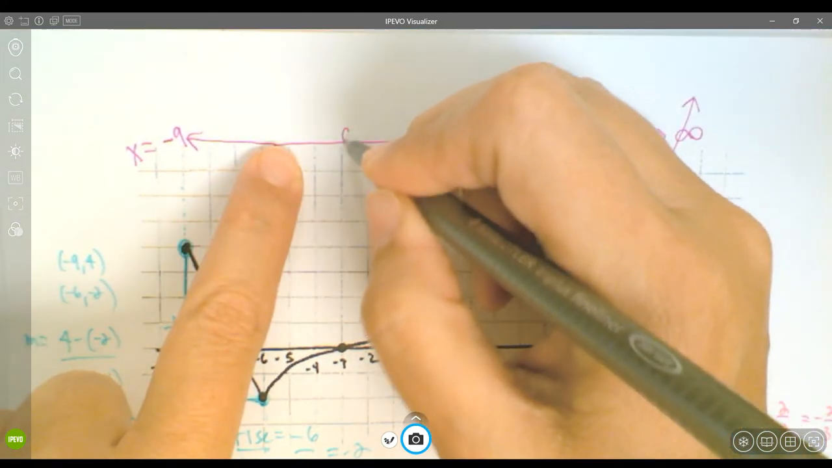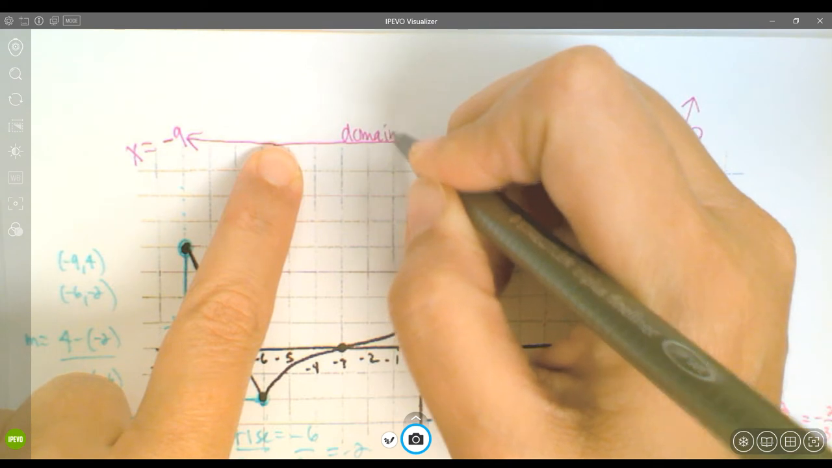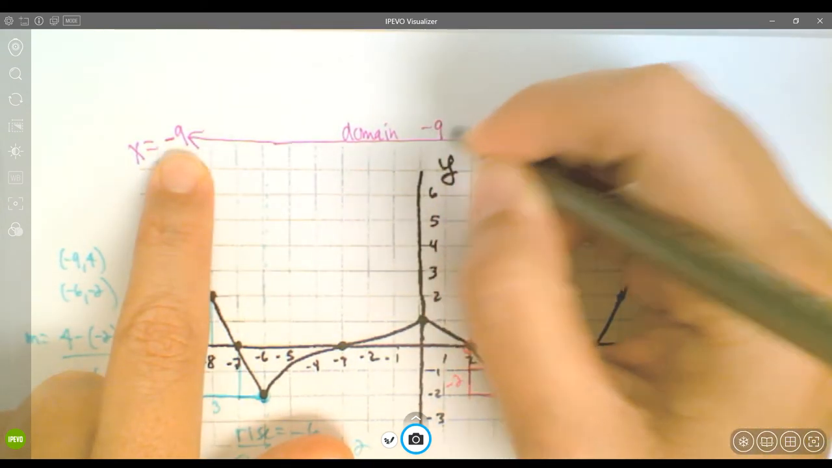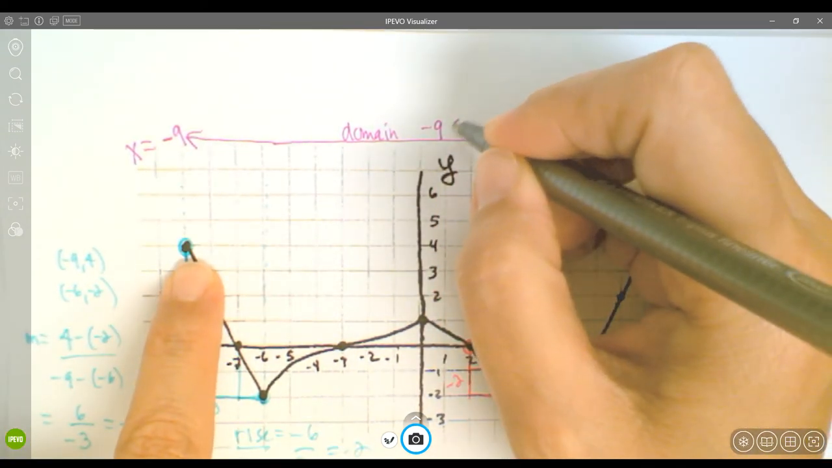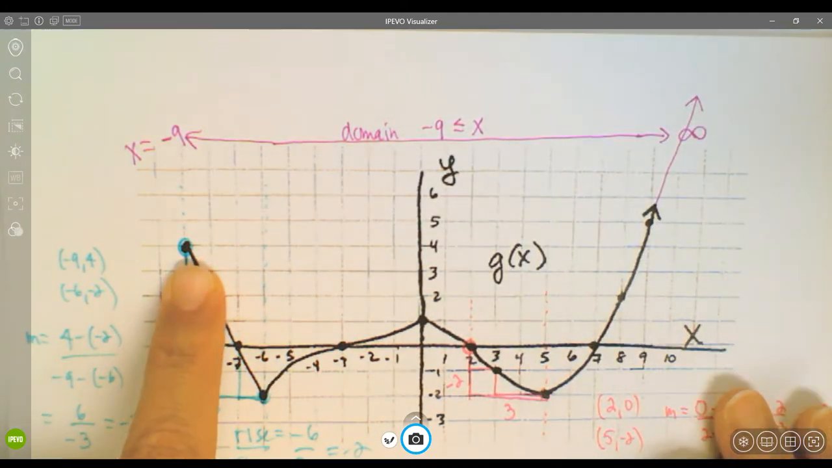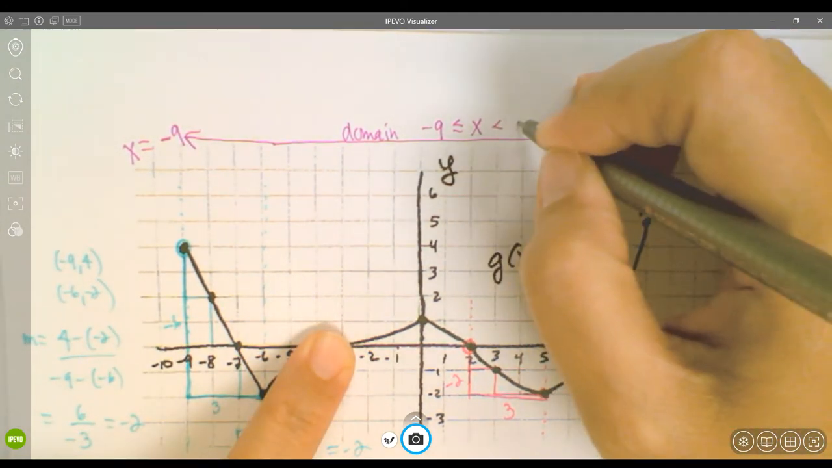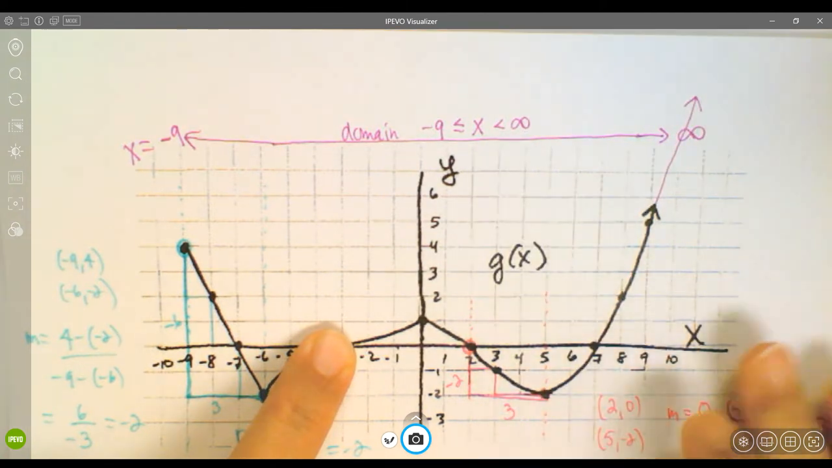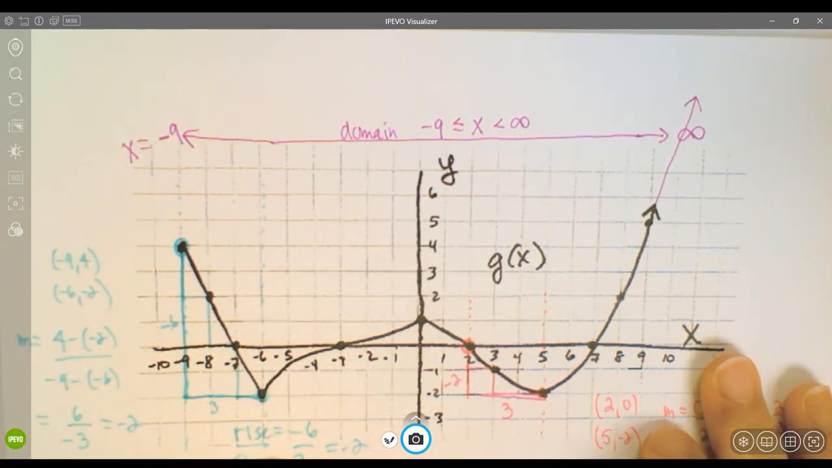So my domain goes from -9, and I can equal -9 because it's a closed circle, and it goes to infinity. I cannot equal infinity, so I leave that as an open circle, or as strictly is less than.